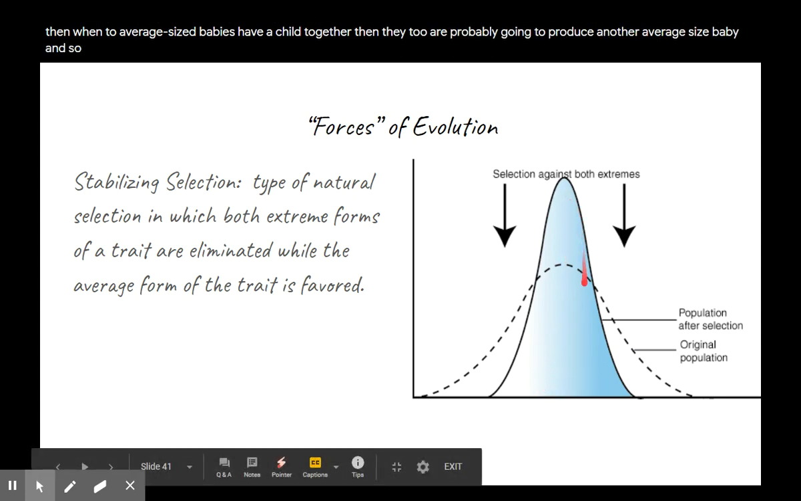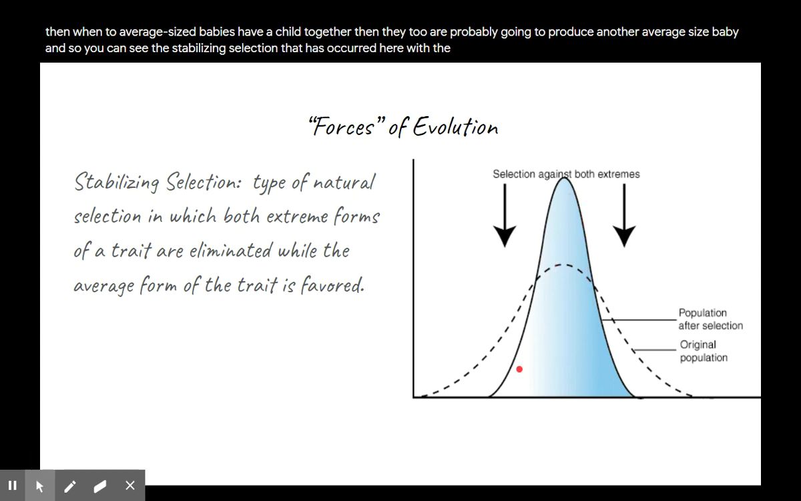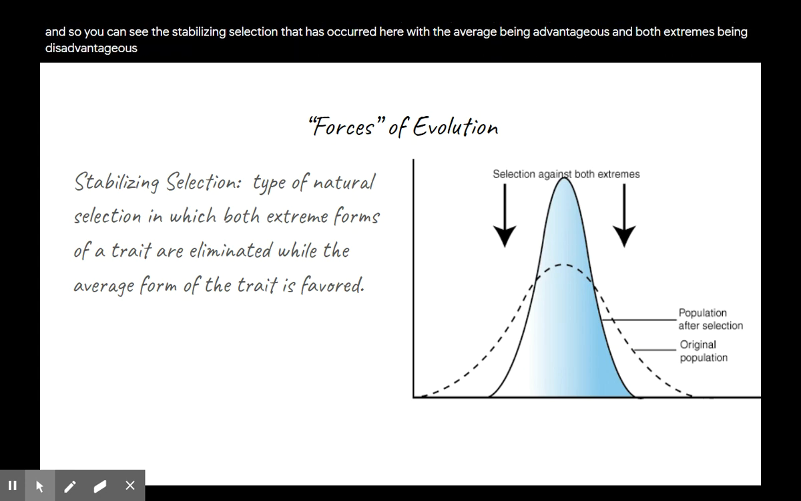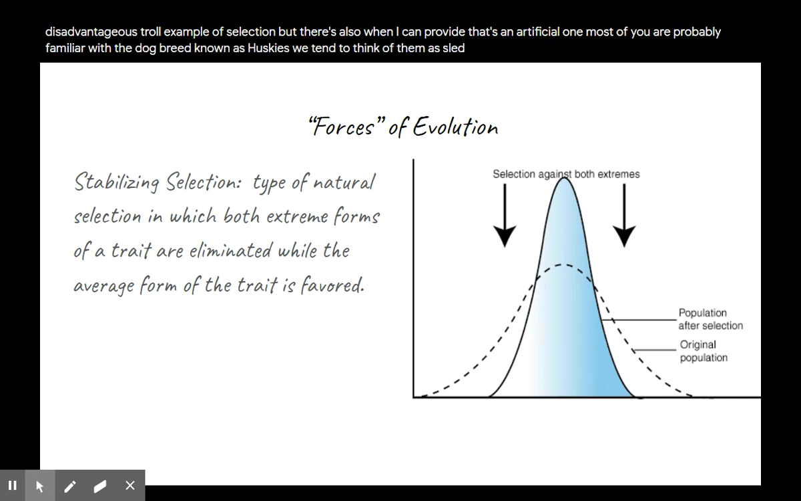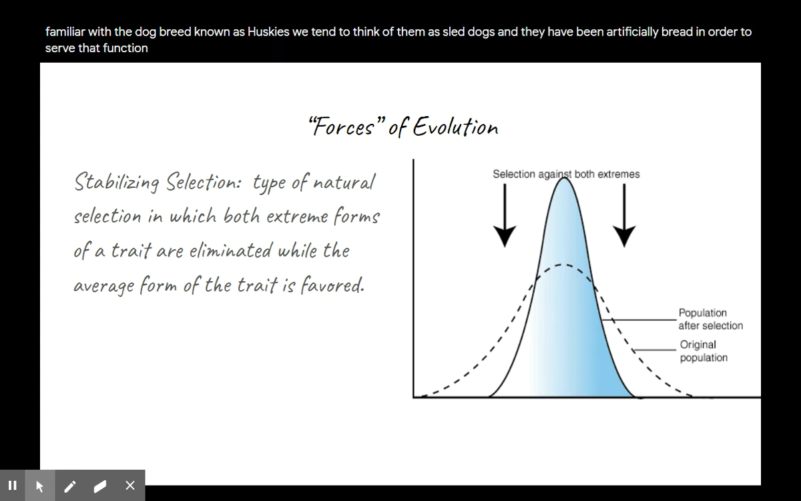And so you can see the stabilizing selection that has occurred here, with the average being advantageous and both extremes being disadvantageous. That's a natural example of selection, but there's also one I can provide that's an artificial one. Most of you are probably familiar with the dog breed known as Huskies. We tend to think of them as sled dogs, and they have been artificially bred in order to serve that function. There's a problem, of course, with sled dogs or Huskies that are too small.